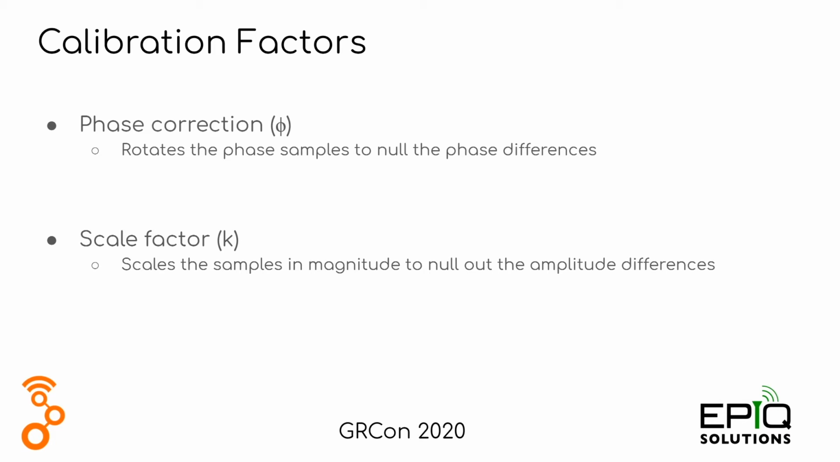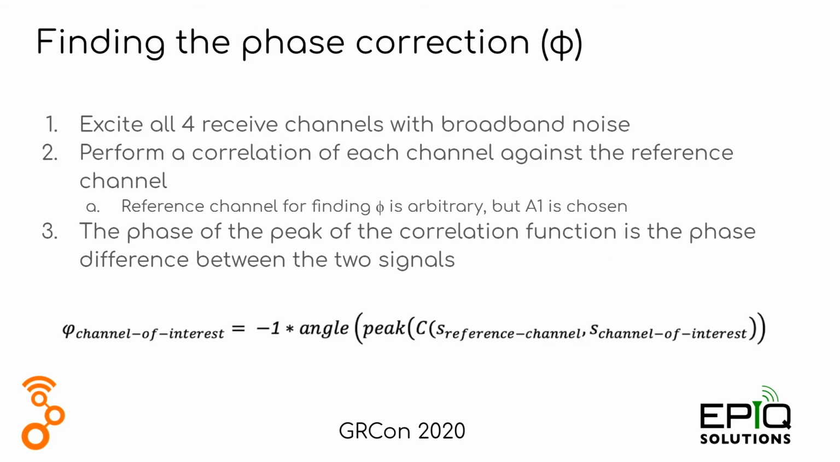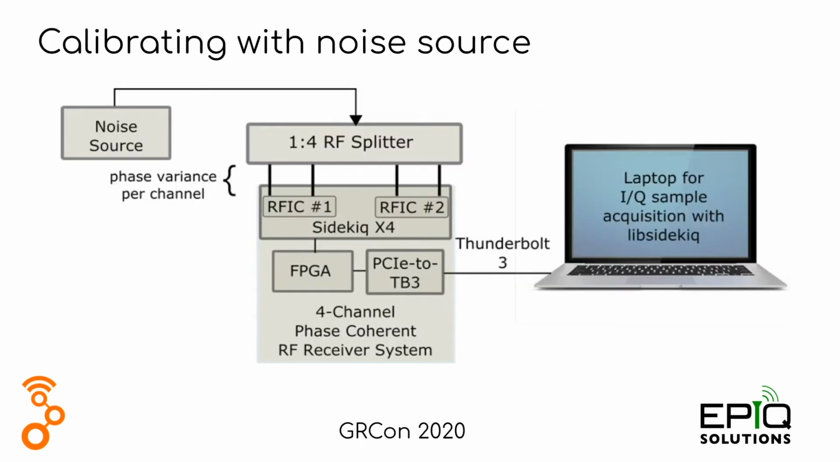So to calibrate out the differences, there's both a scaling factor and a phase factor. Most people focus on the phase factor, which is the hardest one to do, but the phase correction factor will rotate the samples to calibrate out the phase, and since the front ends are not identical, there's also going to be some scaling involved, and we have to be mindful of that as well. So first, the phase factor. As shown in the previous slide, we're exciting all 4 channels with broadband noise.